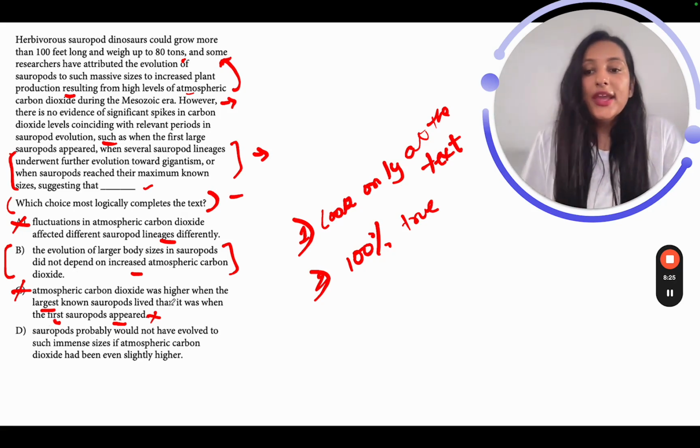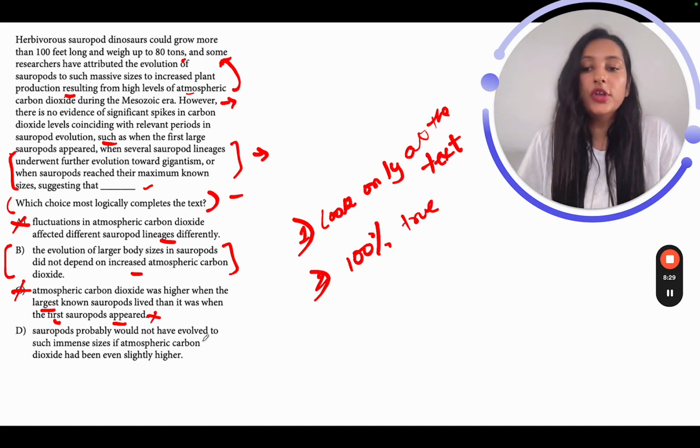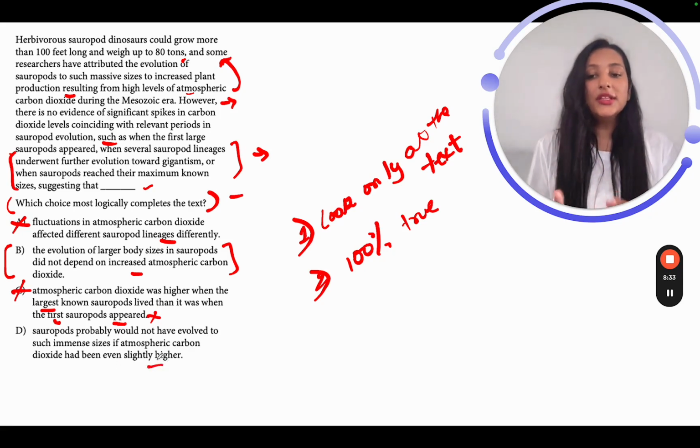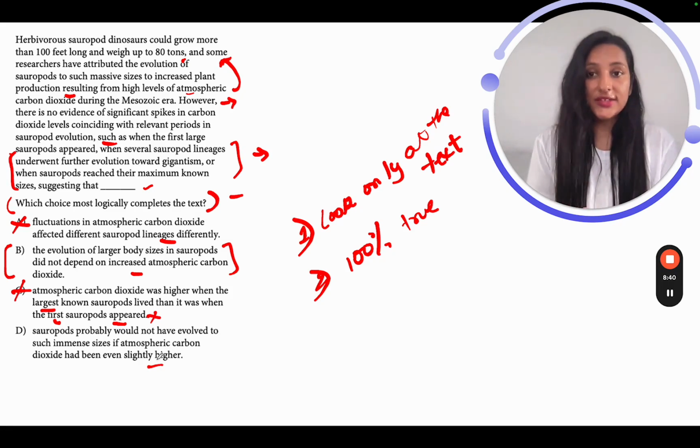Let's look at D. S's probably would not have evolved to such immense sizes if atmospheric carbon dioxide had been even slightly higher. So it's telling me that if carbon dioxide levels were even slightly higher, they wouldn't have evolved to such massive sizes. This is contradicting whatever is given to me in the text, been given to you.